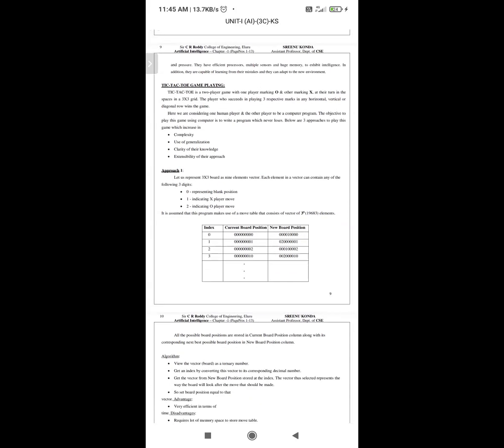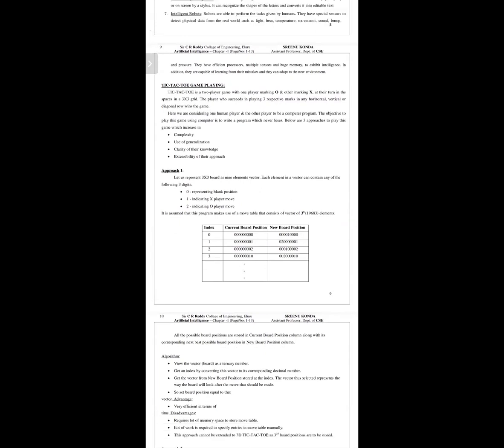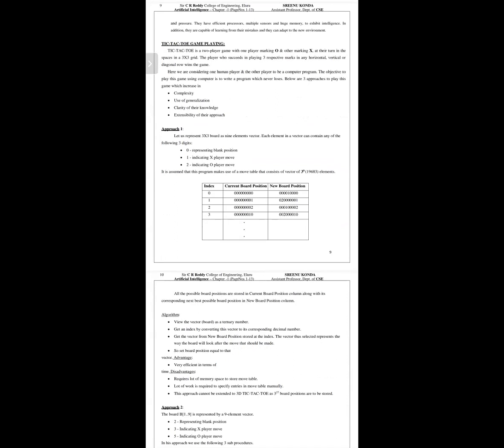Next one is index number 3. It is all zeros, 1, 0. Here the new board position will be: player 2 is making a move at the 7th position. So like that, the moves are being done. All the possible board positions are stored in the current board position, and whatever move has been done by player X or player O is stored along with its corresponding next possible board position in the new board position.